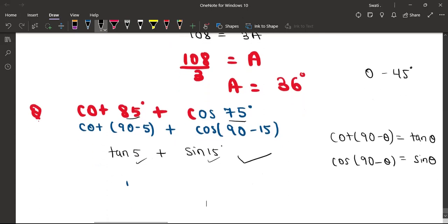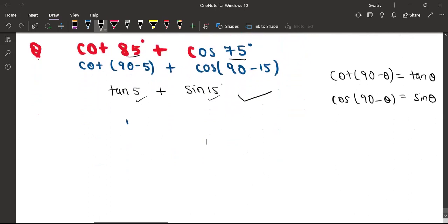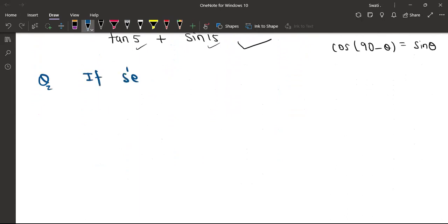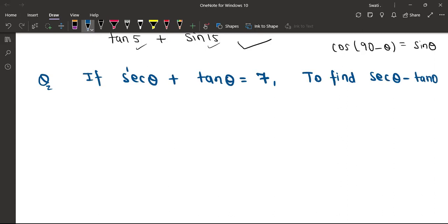Now the next question that I'm going to give you is a very important question. So solve this question in your notebook too, okay? The next question is, if sec theta plus tan theta has the value 7, you have to find sec theta minus tan theta. Okay? Sec theta plus tan theta is 7, so you have to find sec theta minus tan theta. All right. So let's start.